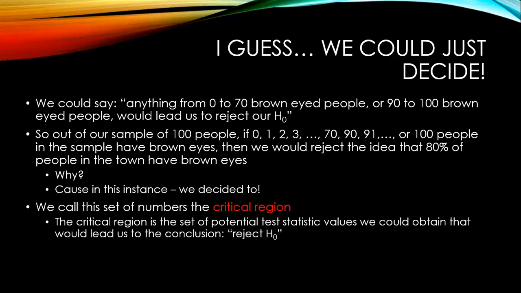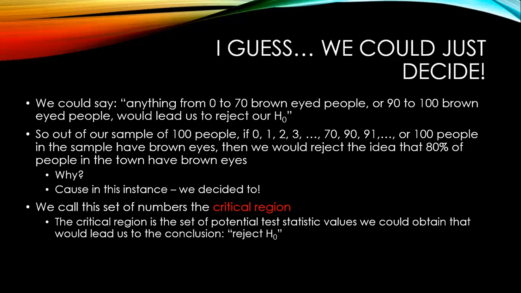And in this case, we chose the critical region. So in our test here, we chose it. We decided that this set of numbers here would be our critical region. So that's what a critical region is. This term is very important in hypothesis testing, critical region. Again, the critical region is the set of potential test statistic values we could obtain that would lead us to the conclusion of rejecting H0. That's what a critical region is.